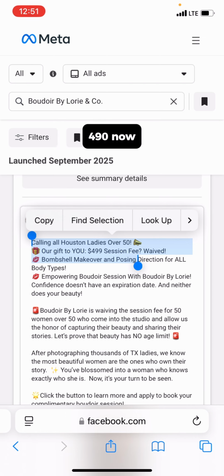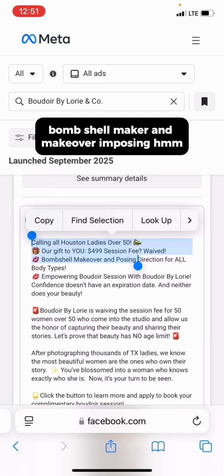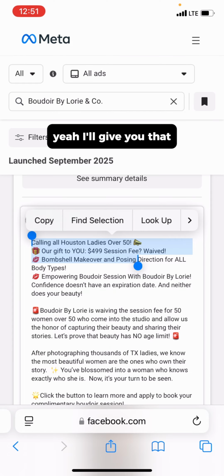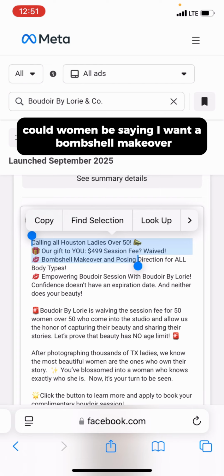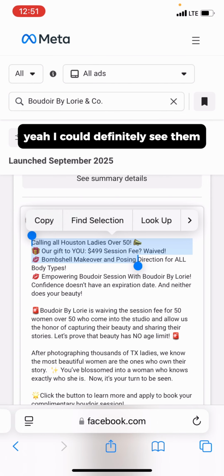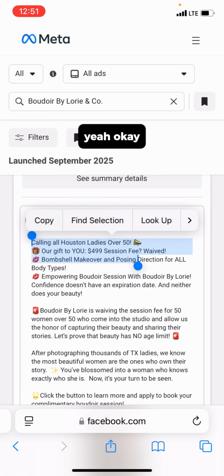$499, nah, I ain't giving that to you. $499 session fee waived. Now that is solution. That's a specific attribute of the solution, so I'm not counting that. Bombshell makeover. Yeah, I'll give you that. Could women be saying, I want a bombshell makeover? Yeah, I could definitely see it. And then they get a bombshell makeover using our solution. Yeah, okay, I'll give you the positive on this one.